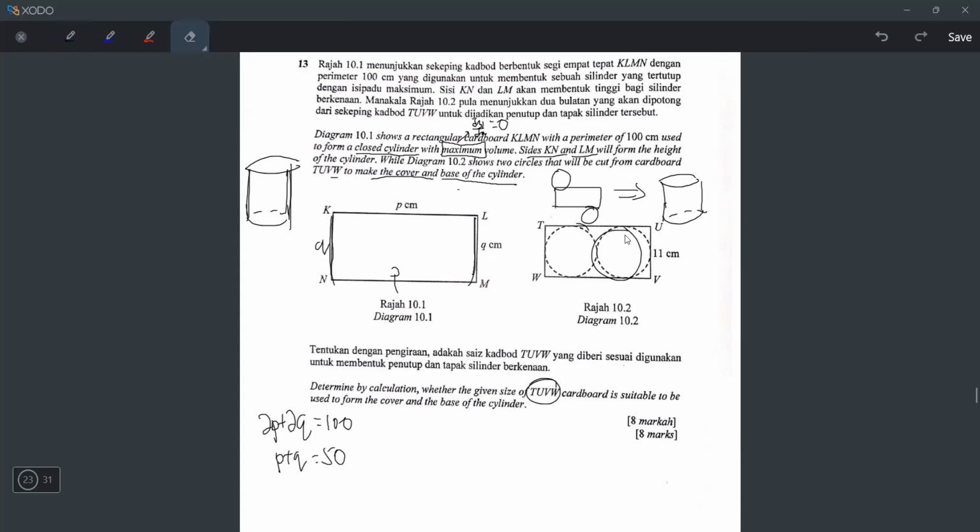Okay, but this one is wrong, so don't start writing first. This is what I did at first. I saw this is 11, and I immediately found the radius of the circle. I think at that time I thought I was being so smart.